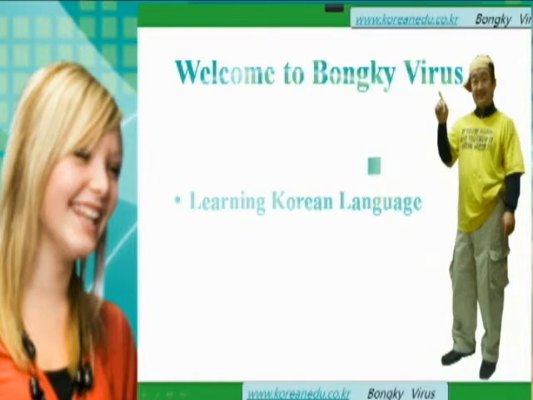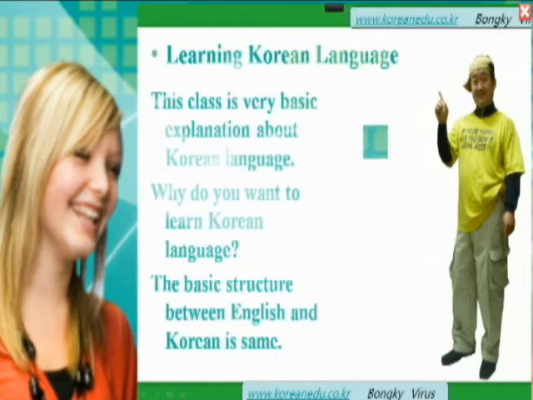Okay, today we will deal with very basic Korean structure and language. This class is a very basic explanation about the Korean language. Why do you want to learn Korean? Everybody has different opinions, right? Some people might have good Korean friends, so that's why they want to learn Korean. Some people are interested in Korean culture, and some people have planned to travel to Korea. Everybody has different reasons.